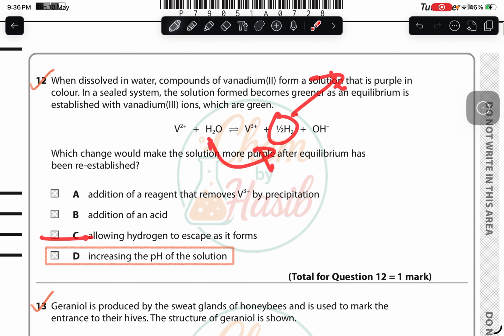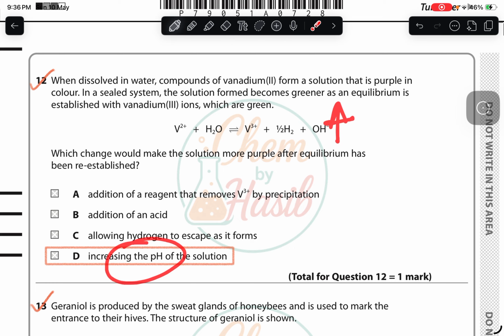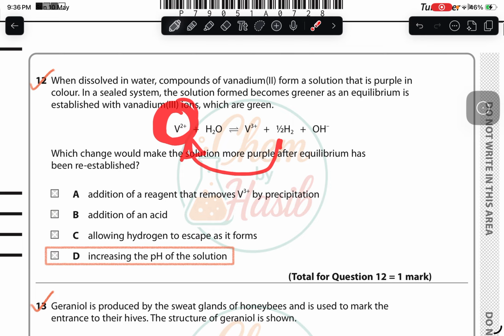Increasing the pH of the solution. If you increase the pH of the solution, it means the concentration of OH minus would increase. Increasing the pH means the solution is becoming more and more alkaline. If the OH minus concentration increases, the position of equilibrium will shift from right to the left. If the position of equilibrium shifts from right to the left, the concentration of V2 plus would increase and it would look more purple. So the answer to question number 12 is D. Okay?